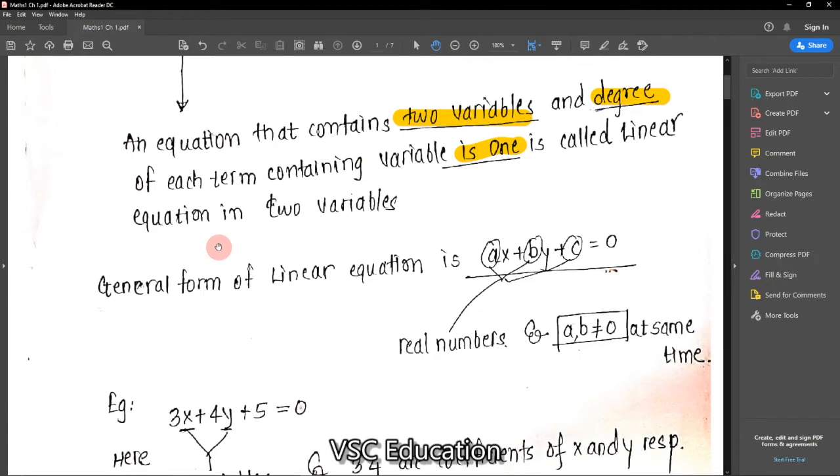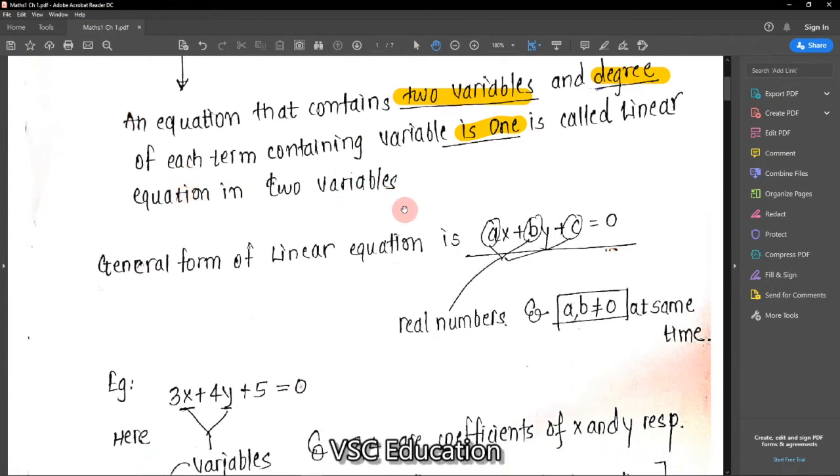Okay, so what is the definition? An equation that contains two variables and the degree of each term containing a variable is 1 is called a linear equation in two variables. Understand?